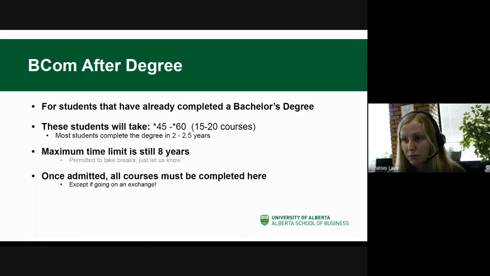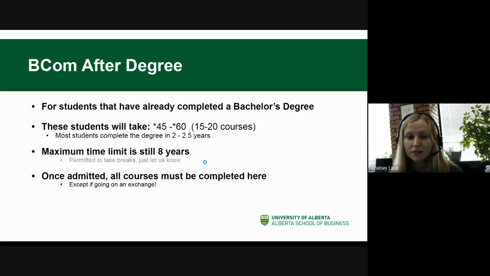Then we have our after degree program. So it's a little bit different. This one is for students who have already completed a bachelor's degree. So I know in today's webinar, we have some after degree students and we have some BCom general students. These after degree students will take 45 to 60 credits, which is about 15 to 20 courses, and they'll generally complete the degree in 2 to 2.5 years. But again, the maximum time limit is 8 years to complete your degree. Everyone is allowed to take breaks in our program. You just have to let us know by emailing us. And once you're admitted, again, all courses need to be completed here.